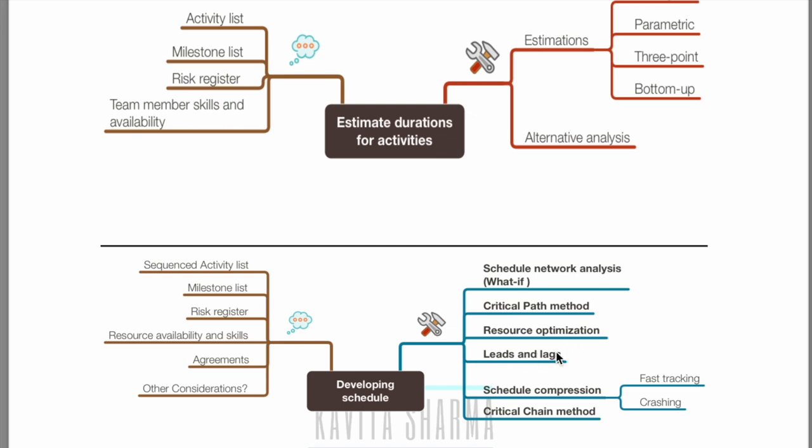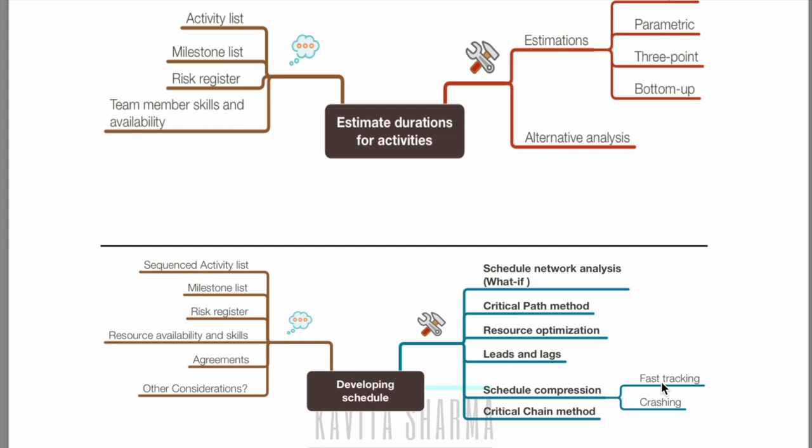You guys know leads and lags. Schedule compression is sometimes needed, as I told you. In case there are time constraints, then we need to fast track the work, or we need to crash the work. What is fast tracking? Doing the work in parallel. Crashing is allocating more resources. Crashing would need more resources and hence more cost. Fast tracking would require you to see which activities can be done in parallel.